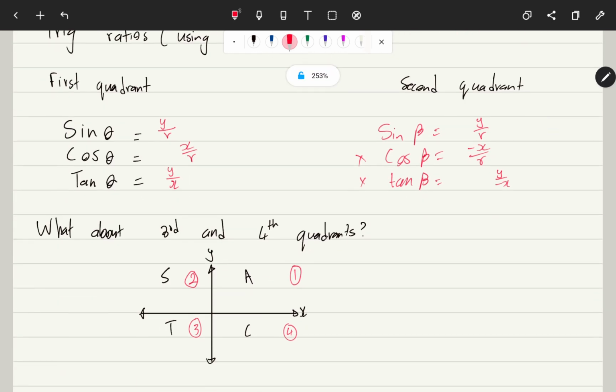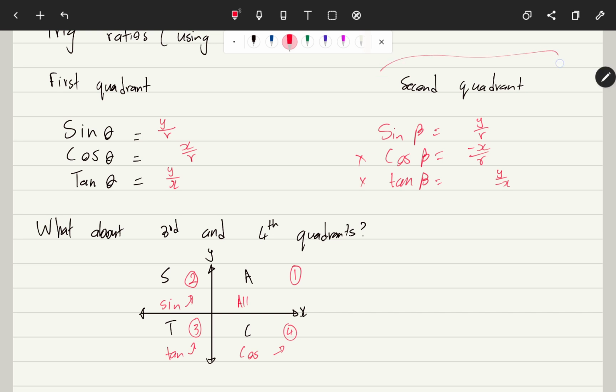So in your Cartesian plane, we had this thing called CAST. And CAST helps you to know which trig ratio is positive where. Let me start with C, which represents cos. A is for all of them. S is for sine. T is for tan. So basically, in the second quadrant sine is positive, in the third quadrant tan is positive, in the fourth quadrant cos is positive, and in the first quadrant all of them happen to be positive.